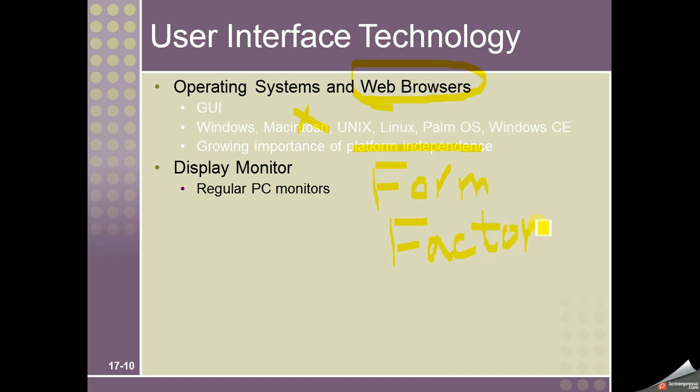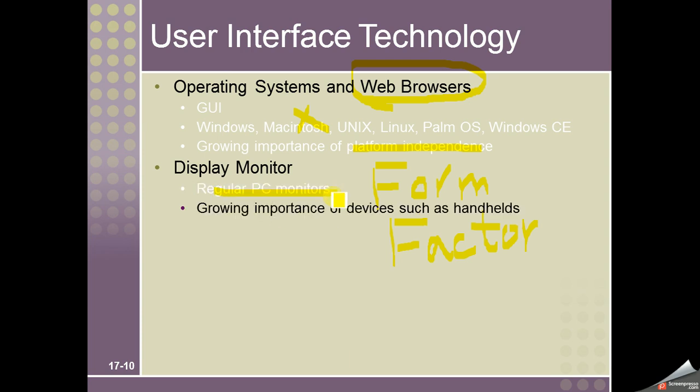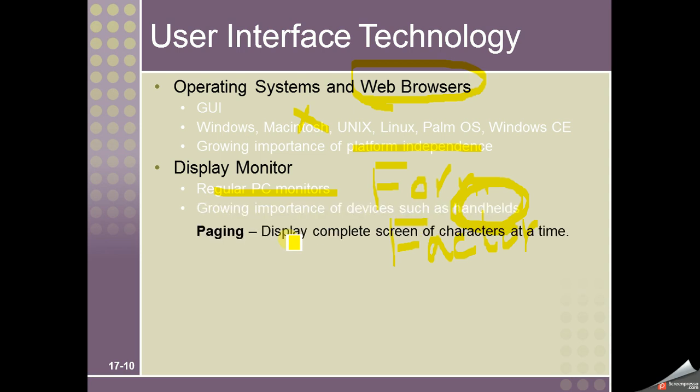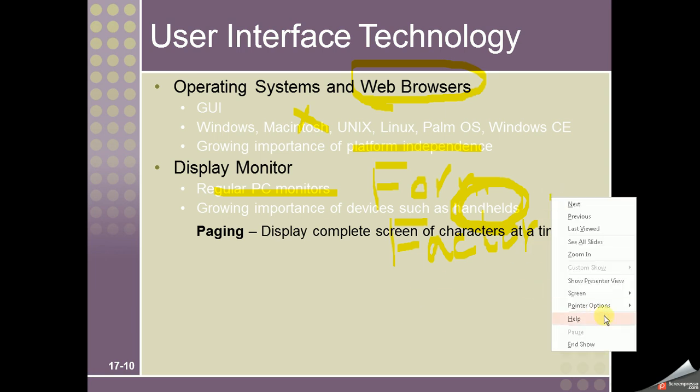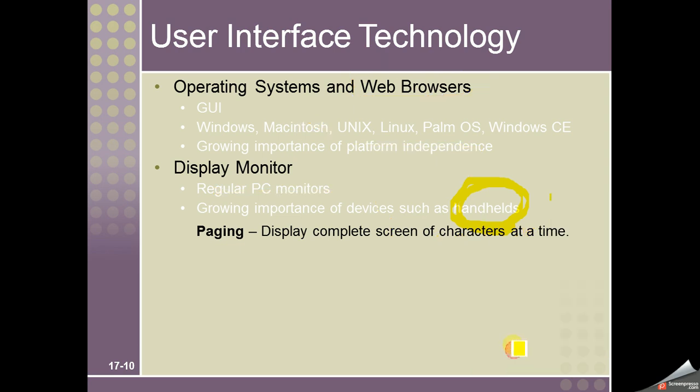Like desktop is one form factor. We have regular PC monitors. We have laptops, another form factor. We have tablets. We have smartphones, right? So nowadays, these handheld devices are becoming more and more popular. We have discussed in the previous chapter also that we should consider the screen resolution and screen size whenever we are designing the outputs or the interface of the systems.